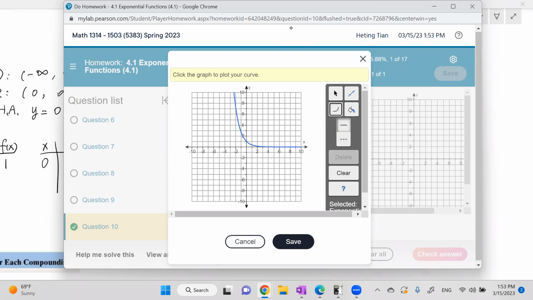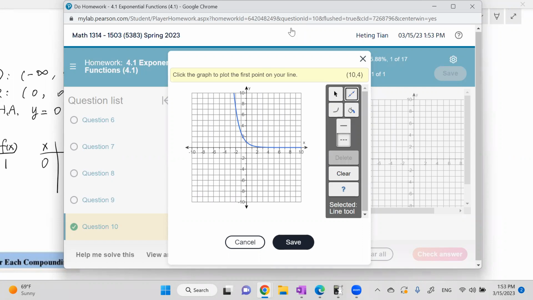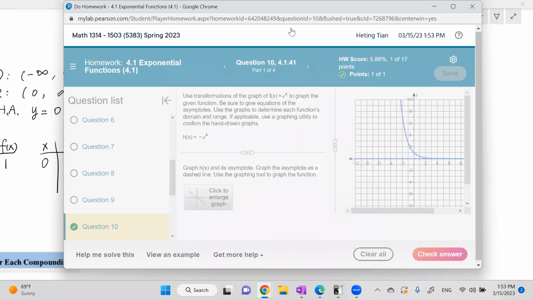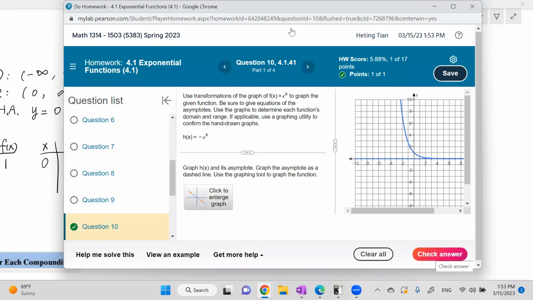What is next? I need to graph the horizontal asymptote. So click the dash line and click the line tool. I know that the horizontal asymptote is y equals 0, and 2 points can decide the horizontal line. I can click here and then click here again. But right now it's a yellow curve. So I need to click the line tool again to make it blue. Now I click save and click check answer.